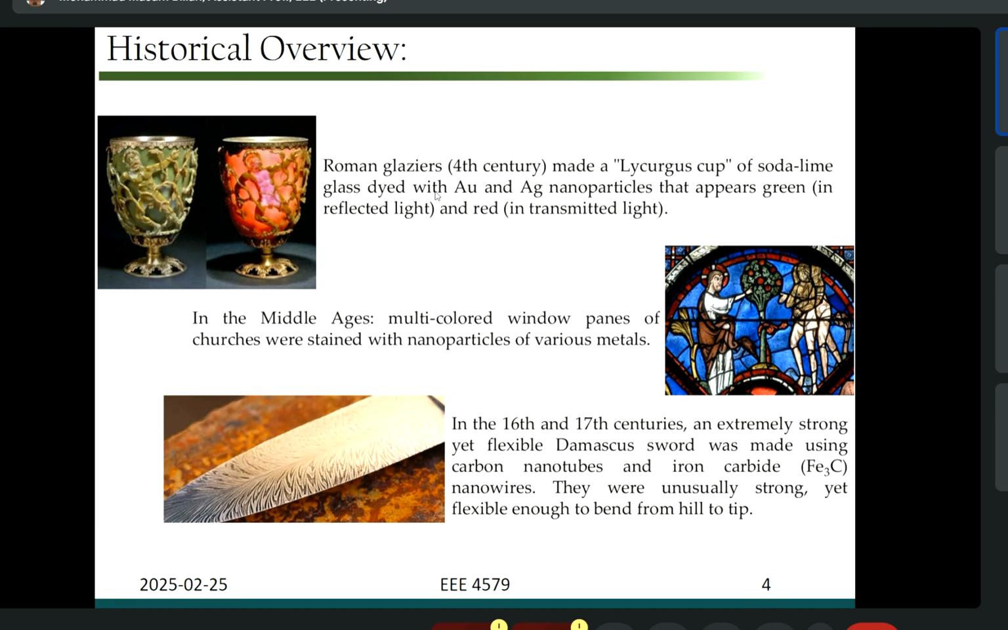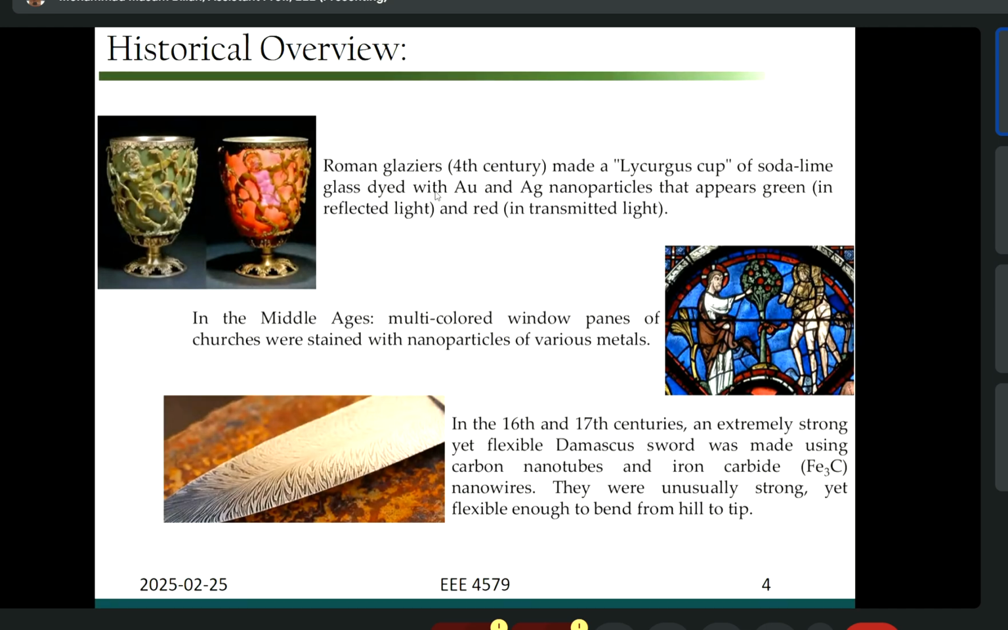It is made of carbon nanotubes and iron carbide. So these nanowires were used to make the sword. The sword is very strong, yet flexible enough to bend from hilt to tip. That means you can bend it completely. So in Damascus, in the 1600s and 1700s, people used this kind of nanoparticles to make some weapons.